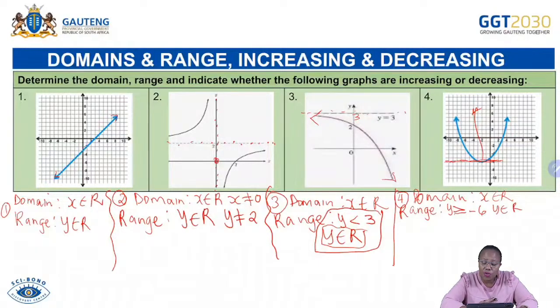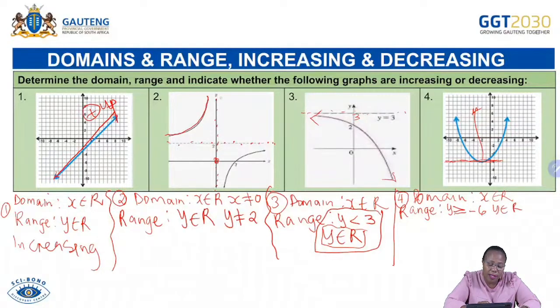And then when coming to increasing and decreasing, you check from left to right. This graph is going up, that means it is increasing. When the value goes up, it is increasing. Therefore, it's an increasing function. From left to right, this graph is going up, it's an increasing function. This one from left to right is going down. It's a decreasing function.